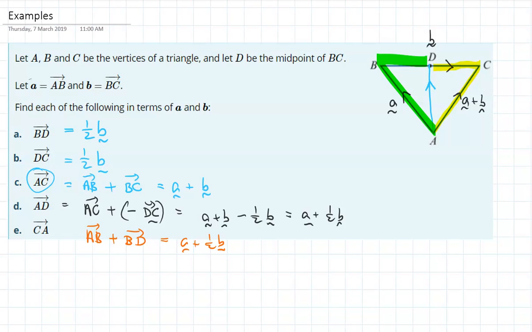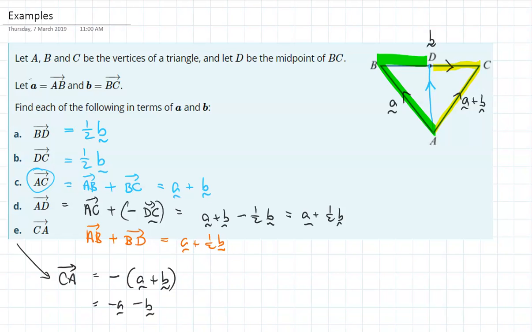Question E. Let's do question E. It's CA. Okay, so CA is the opposite of AC. That means that CA is going to be the negative of a plus b. You can write it that way. You could write negative a minus b if you wish to. There's lots of ways you could write that. So that's how you do it.